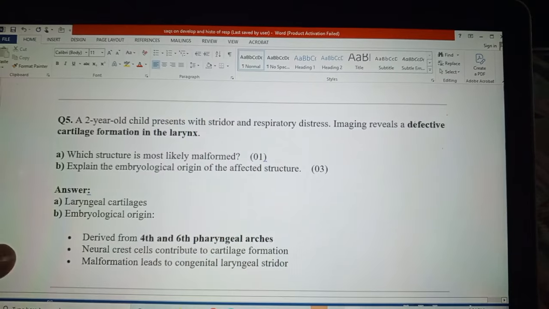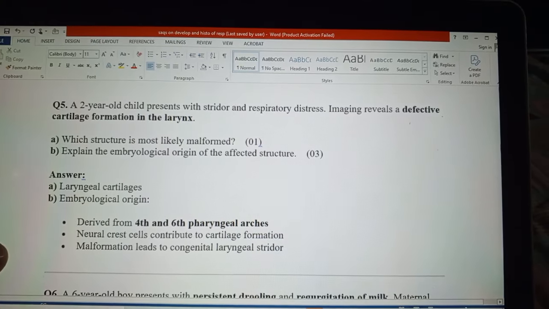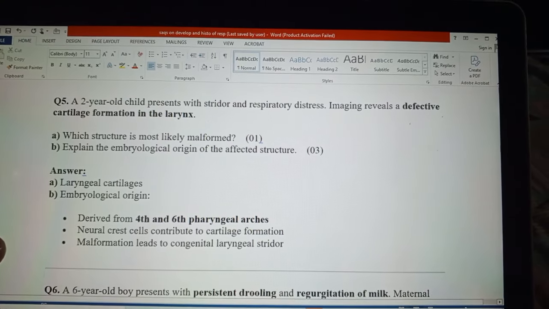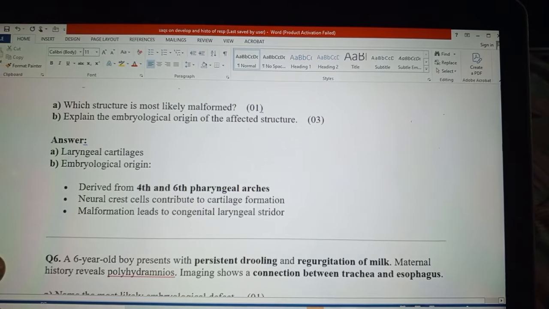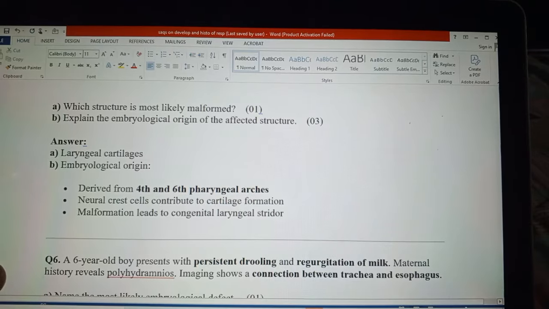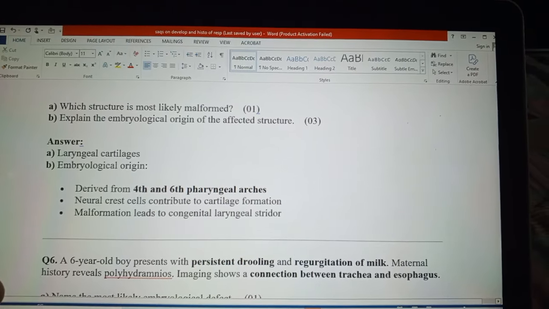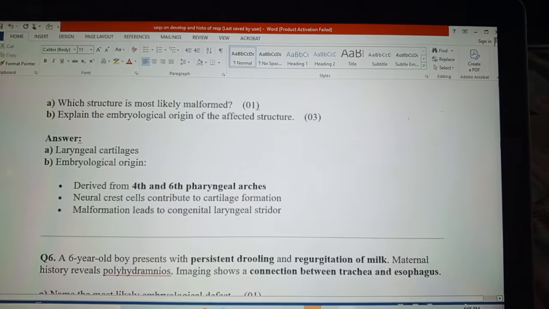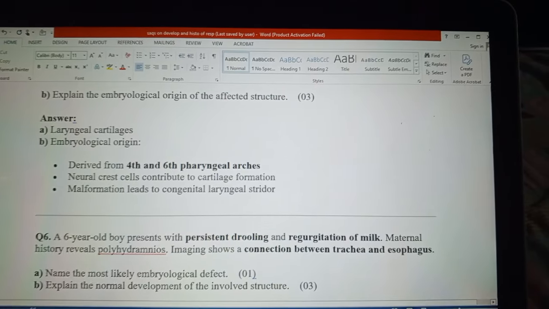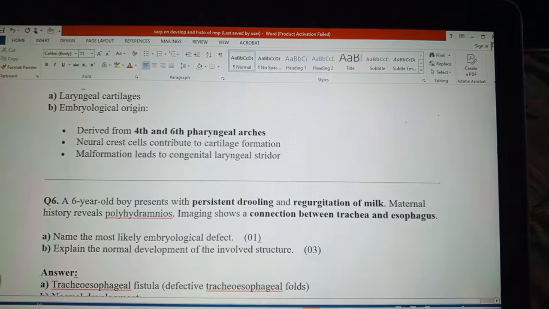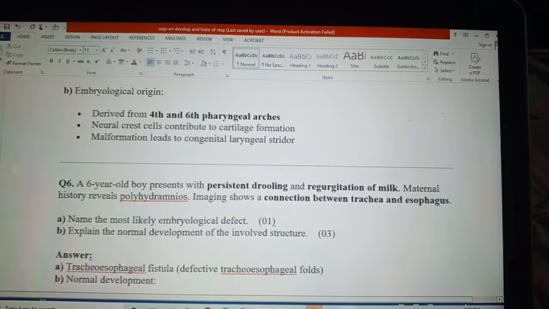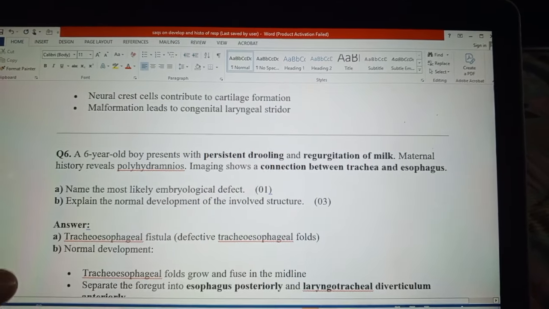Question number 5 is: a 2-year-old child presents with stridor and respiratory distress. Imaging reveals a defective cartilage formation in the larynx. Which structure is most likely malformed? Explain the embryological origin of the affected structure. It is the laryngeal cartilages. They are derived from the 4th and 6th pharyngeal arches. Embryological origin is neural crest cells contributing to cartilage formation. Malformation leads to congenital laryngeal stridor.